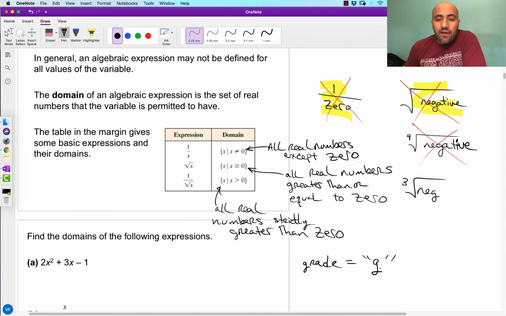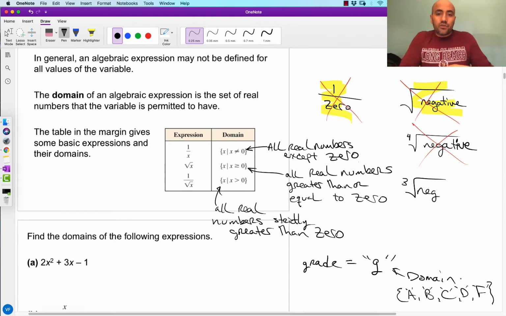Let's say grade was just the letter G. So if I wanted to find the domain of G, the letter grade, the domain would be very, very limited. It would be the letter A, B, C, D, and F. Those are the only grades I'm allowed to submit. So writing down the domain is pretty easy this way, because there's not that many options. Sometimes you have a very restricted, very simple domain you can just write down.